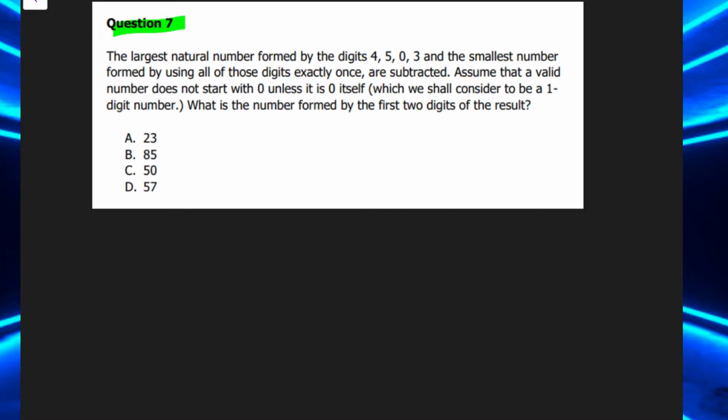We are on question number 7. The largest natural number formed by these digits and the smallest number formed by these digits are subtracted. Let's work it out. From these digits, the largest number can be 5, 4, 3, 0. This can be the largest number we can make. And for the smallest number, they have mentioned that you cannot start with 0. That means for the smallest, I cannot start with 0. So we will have to go with 3, 0, 4, 5.